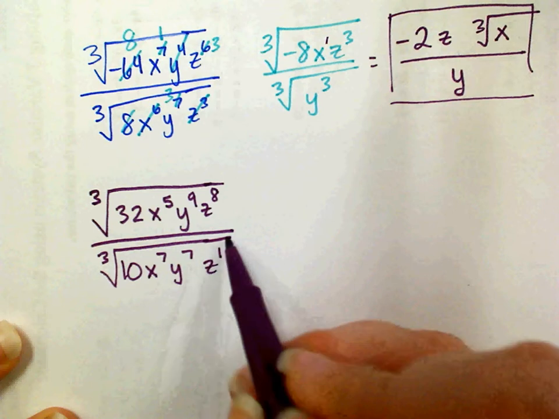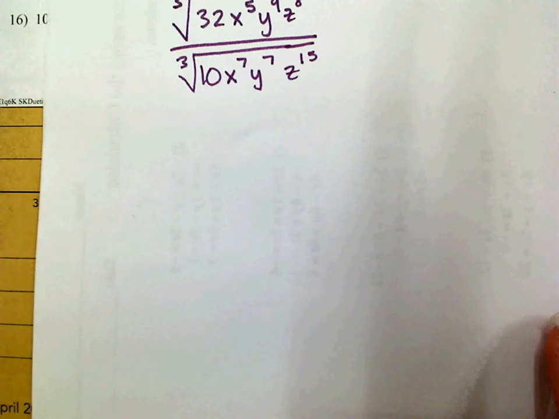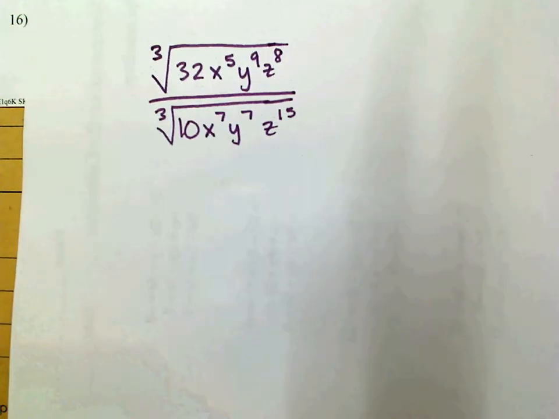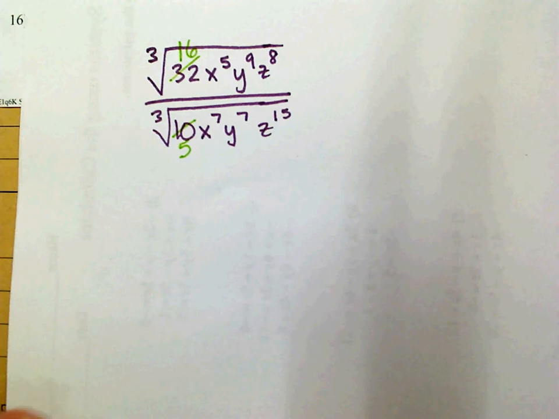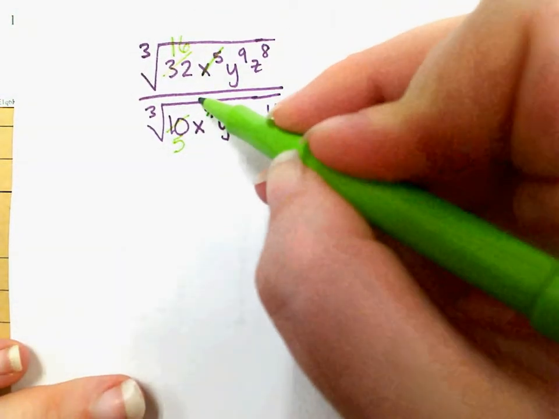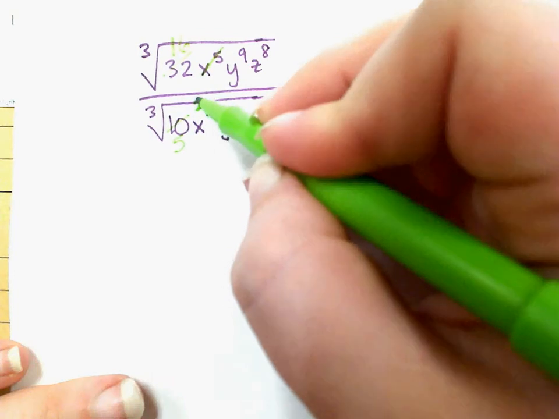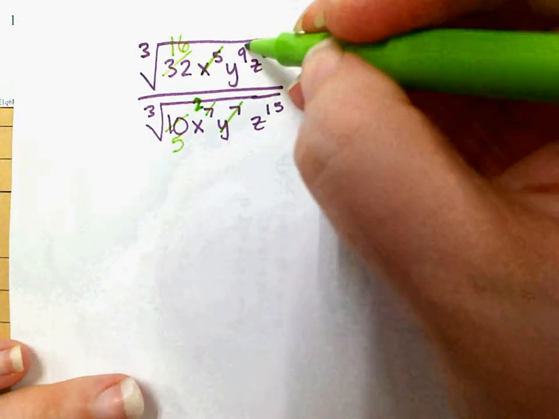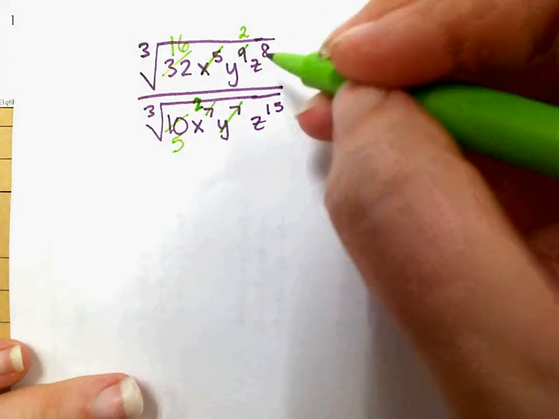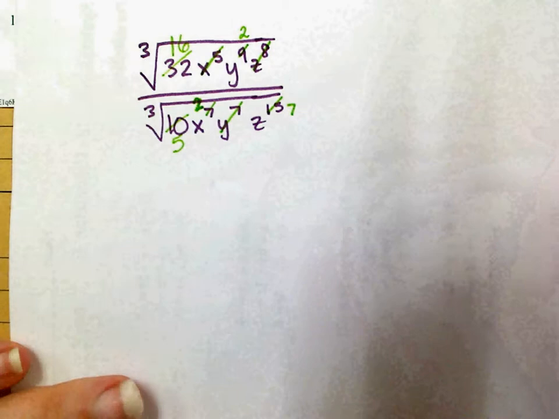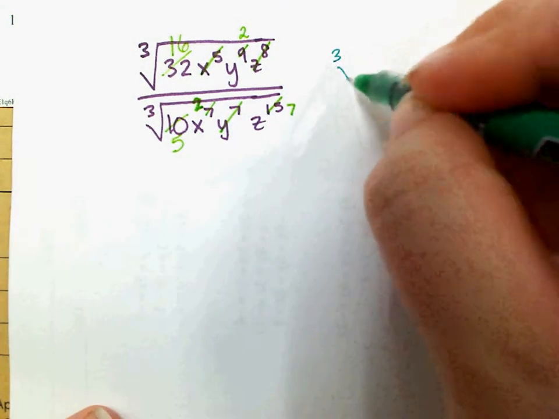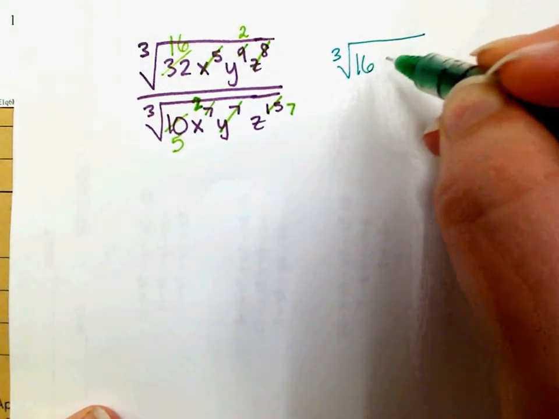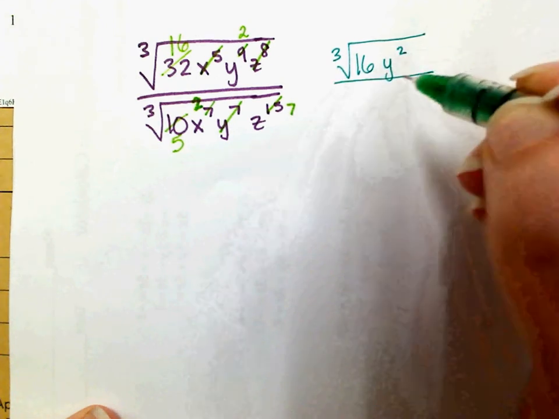Okay, so the first thing I want to do is simplify 32 and 10. They both divide by 2. So I'm left with 16 and 5. I want to simplify the x's. I can cancel out 5 of them with 5 of these, leaving me with 2 in the denominator. I'm going to cancel out 7 of those or simplify with 7 of those, leaving me with 2 in the numerator. And I'm going to simplify 8 of those with 8 of these, leaving me with 7 in the denominator. So what I've got right now is the cubed root of 16 y squared over the cubed root of 5 x squared z to the 7th.